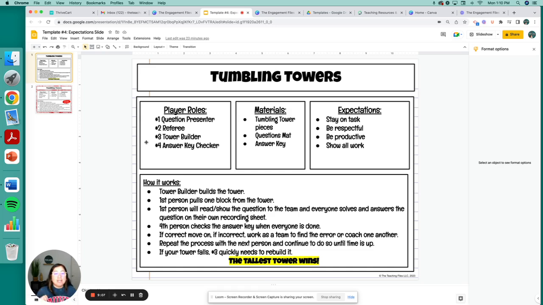And then number 4 is the answer key checker. So this person is the person who has permission to turn the answer key face up after they finish a question, to check if their team is right. If their team is right, then they're going to say, okay, let's do the next one, next person pull. If they're incorrect, then they're going to say something like, we got the question wrong, so let's go figure out what our mistake was. So those are player roles that are pretty interchangeable with most subjects or grade levels.